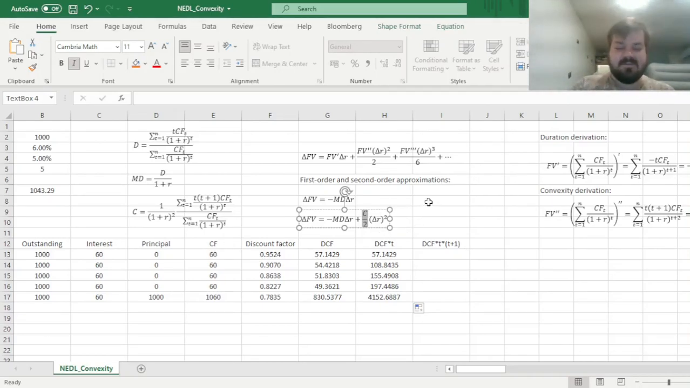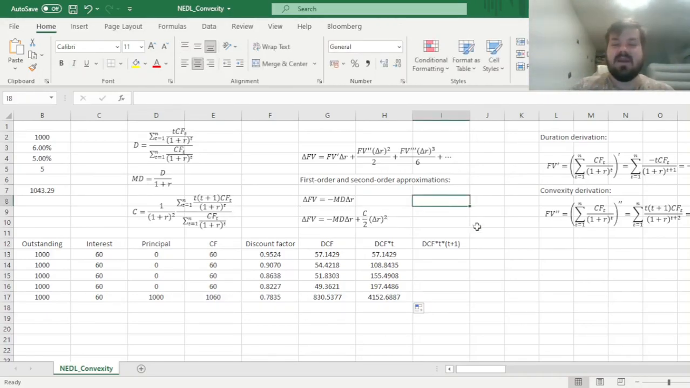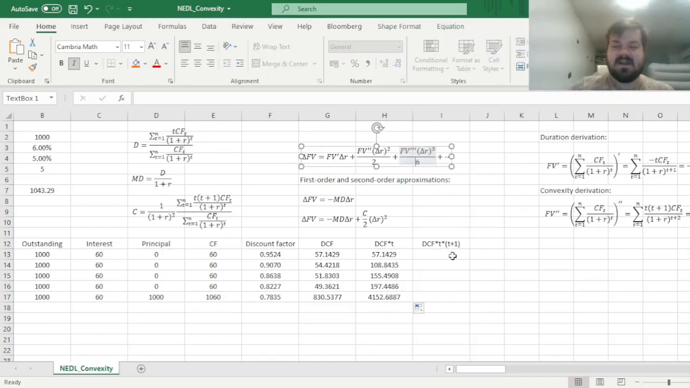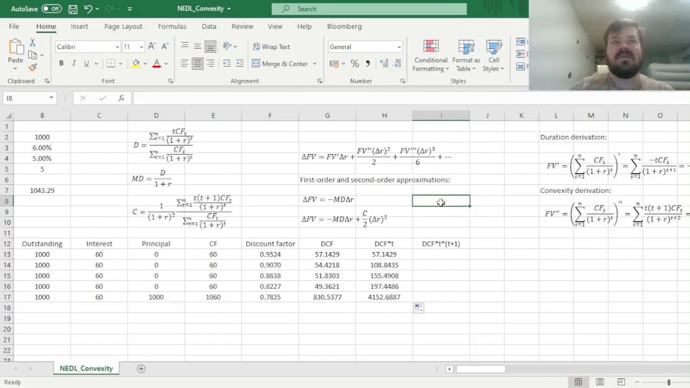And some of the more mathematically inclined of you might also think, why stop at second order effects? Why not calculate the third term in this expression, divide by 6, calculate the discounted cash flows weighted by t times t plus 1 times t plus 2, and it's by all means possible and it will lead to a more precise result. However, for most real-world applications, first and second order effects are more than enough, and that's what we're going to demonstrate just now.